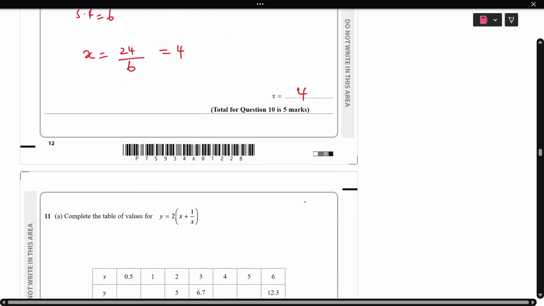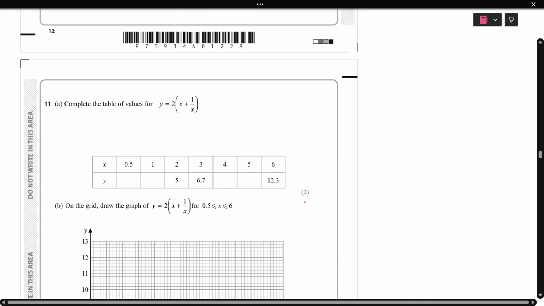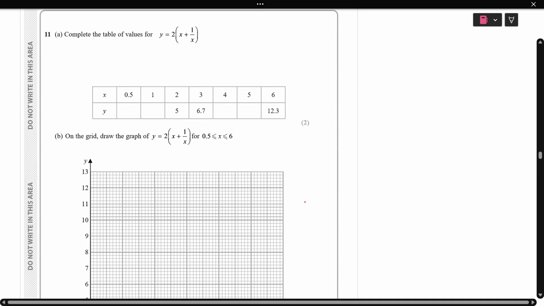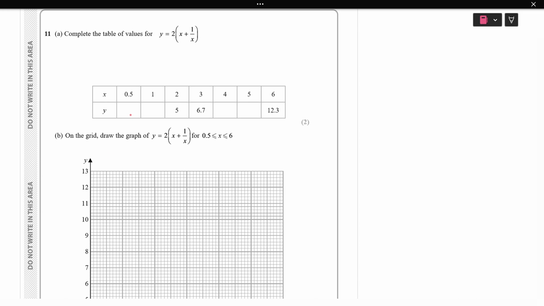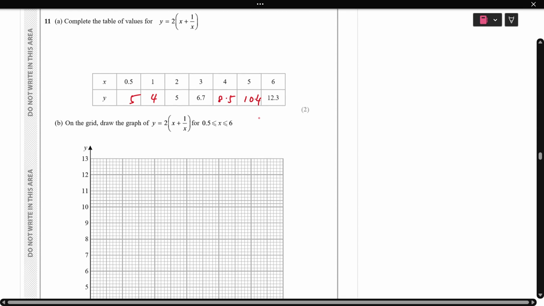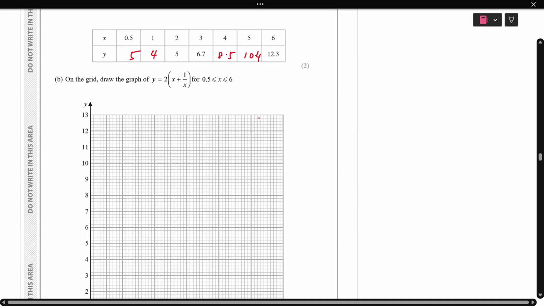Okay, so the next question, complete the table. Okay, so we can use calculator. We get the answers. When you put x equal to 0.5, we get the answer 5. Then when you put 1, you get 4. This is 8.5. And when you put 5, you'll get 10.4. Okay, so next we'll plot this on the grid.